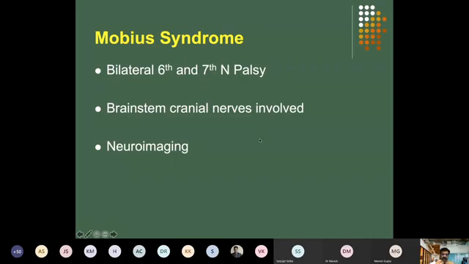And then apart from the 6th and 7th, the higher brain stem cranial nerves are also involved. That means 8th, 9th, 10th, 11th, 12th, all that has to be tested. All the cranial nerves have to be tested, and you have to do neuroimaging in these patients. Definitely neuroimaging is required, and if something comes, then you have to refer to a pediatric neurologist.